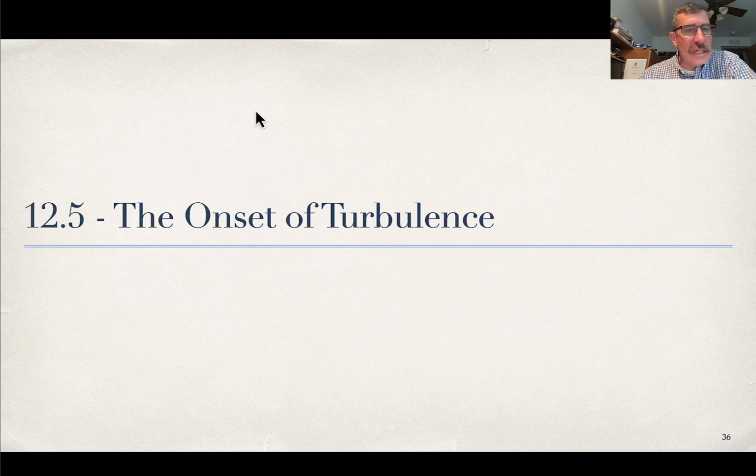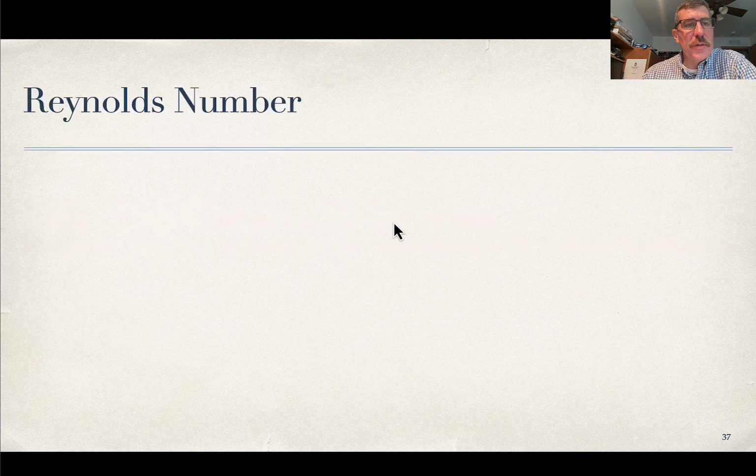All right, so now for the last video from chapter 12, let's see. First, we're going to talk about 12.5, which is about turbulent flow and how you can sometimes predict whether that's going to happen. And we're also going to get to 12.6 in a minute.